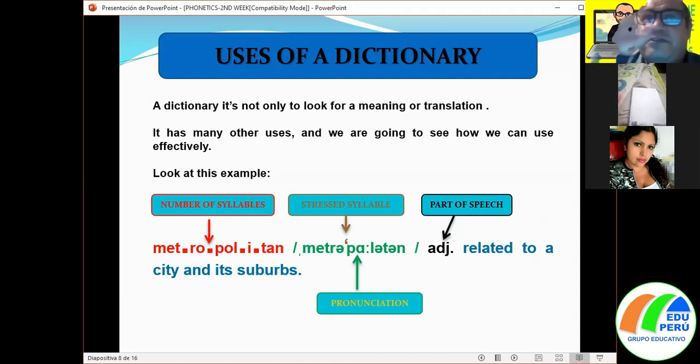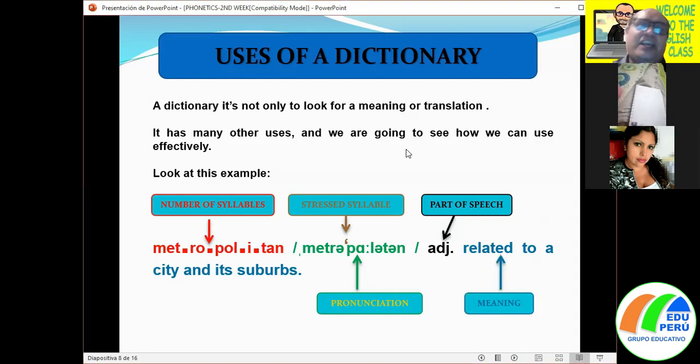But notice the different uses. One of them is the part of speech. The part of speech means the different types of words in a language. And finally, we have the meaning or translation. Meaning, if you're using a monolingual dictionary, English, or translation if you're using a bilingual dictionary.